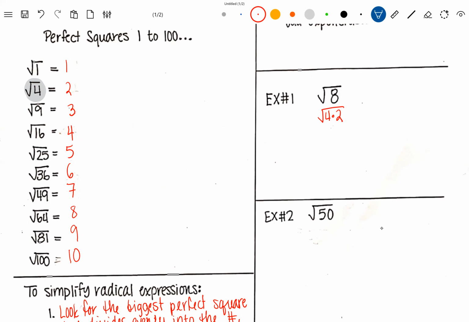Now, the perfect square is the one that I can square root. So I always underline the one that I can square root. I can square root 4, and it comes out as I square root it. The square root of 4 is 2, and this 2 here that I'm circling my cursor around stays underneath the radical.